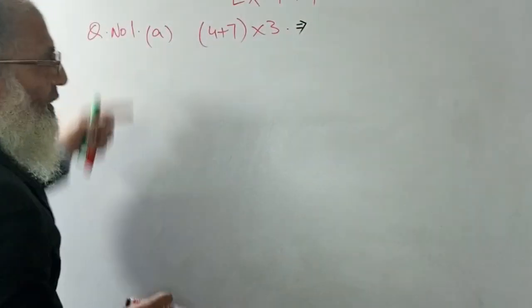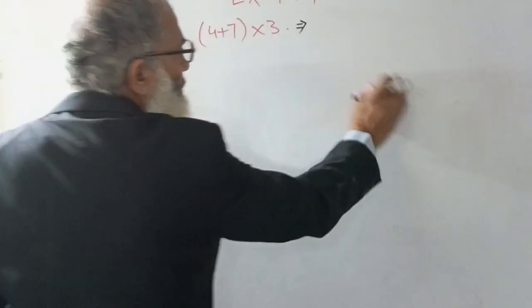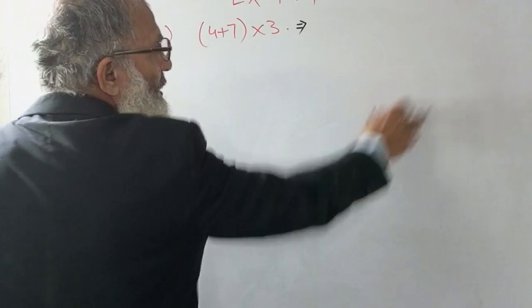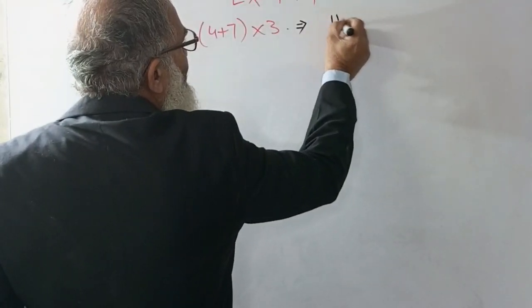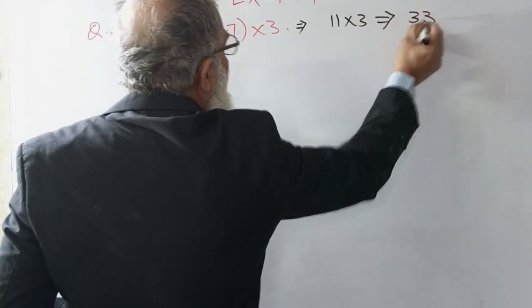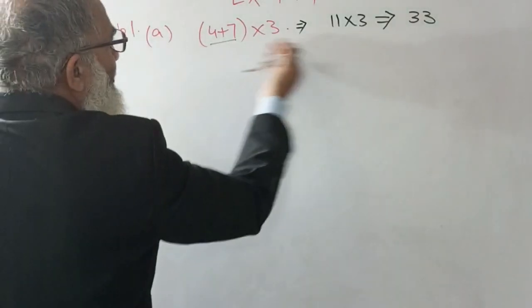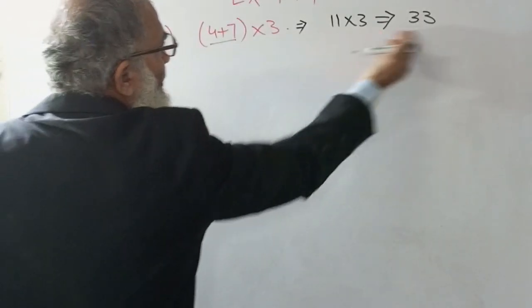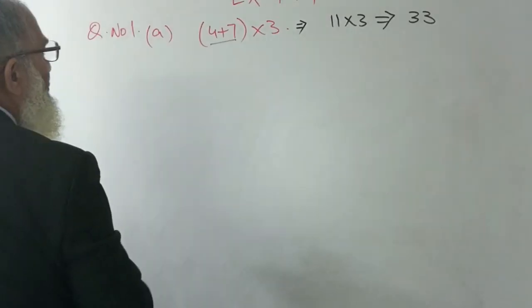To save space, I am going to solve it in this manner. So this becomes 11 multiplied by 3. It becomes 33. You have just to add these two. It becomes 11, and then you have to multiply it with 3, and it becomes 33, and this is the answer.